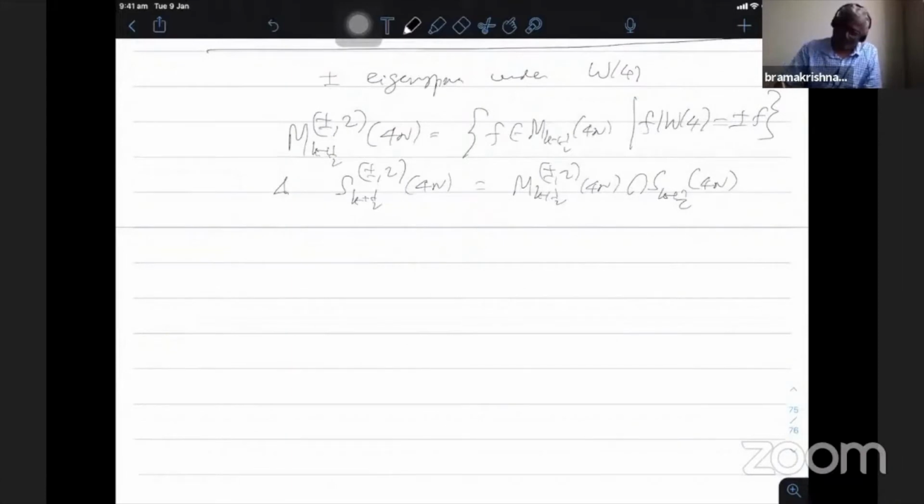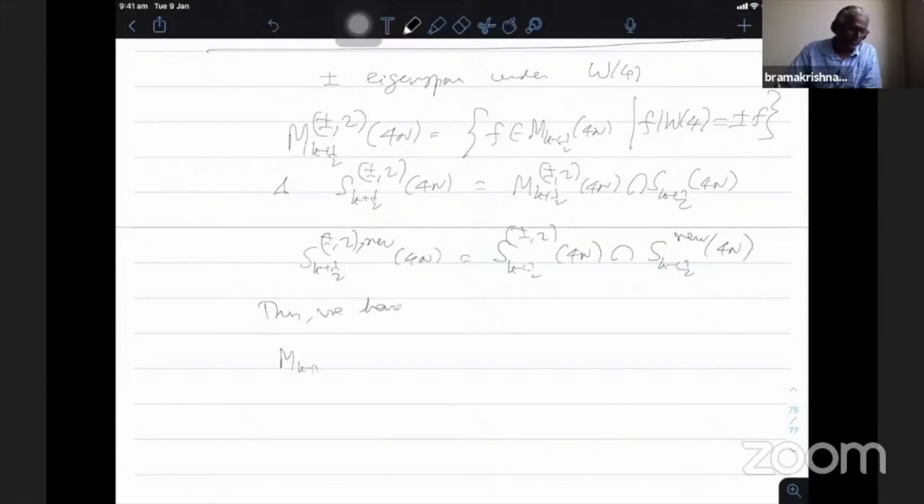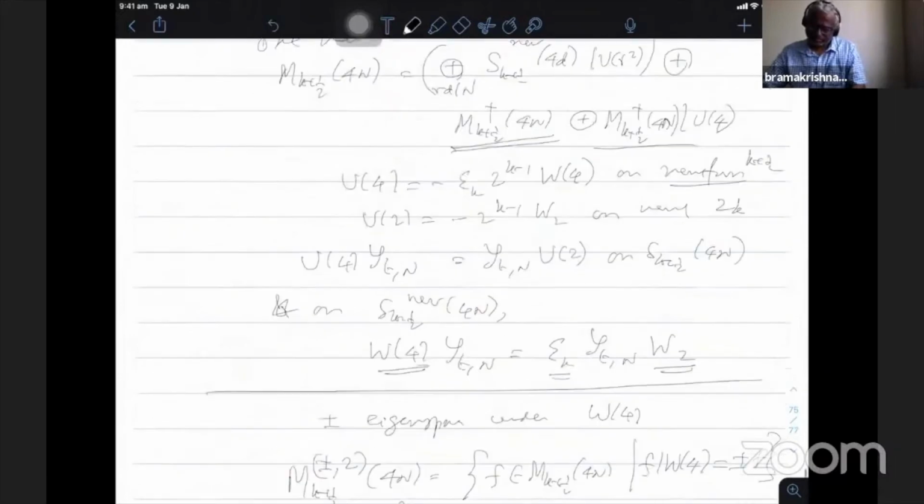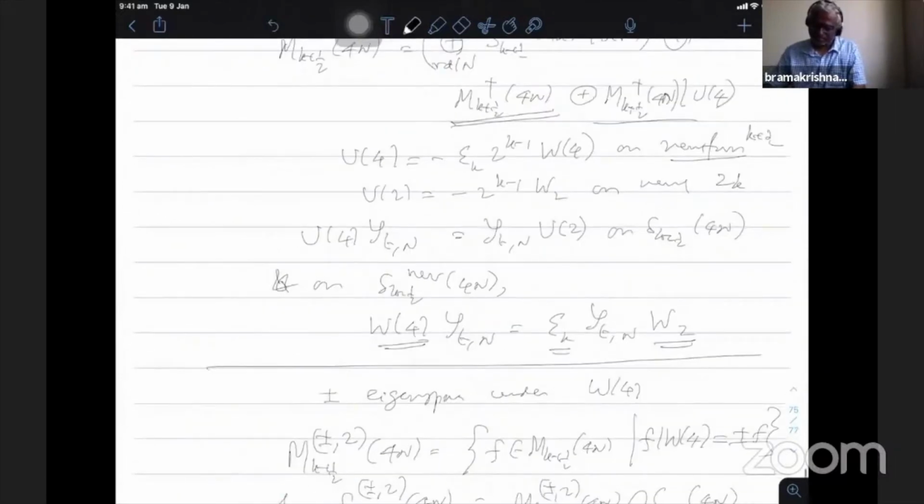Also we have S_{k+1/2}^{±}(4N) means I take this form and intersect with the new form: S_{k+1/2}^{±}(4N) intersect with S_{k+1/2}^{new}(4N). Okay, so thus we have M_{k+1/2}^{±}(4N) is nothing but, I have M_{k+1/2}, I think this is nothing but all the forms with the plus or minus eigenvalue with respect to W_2.